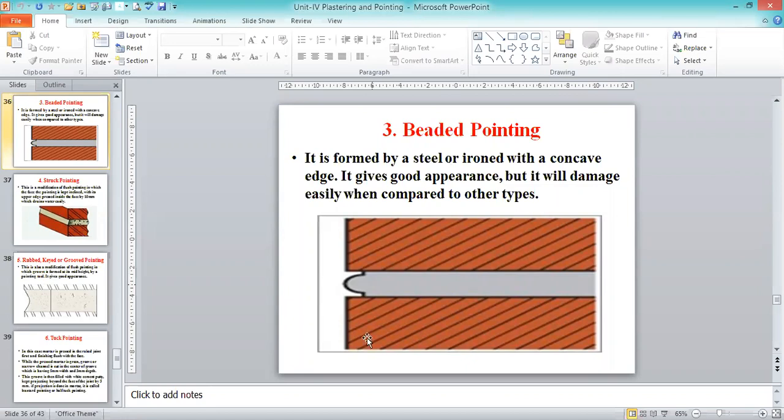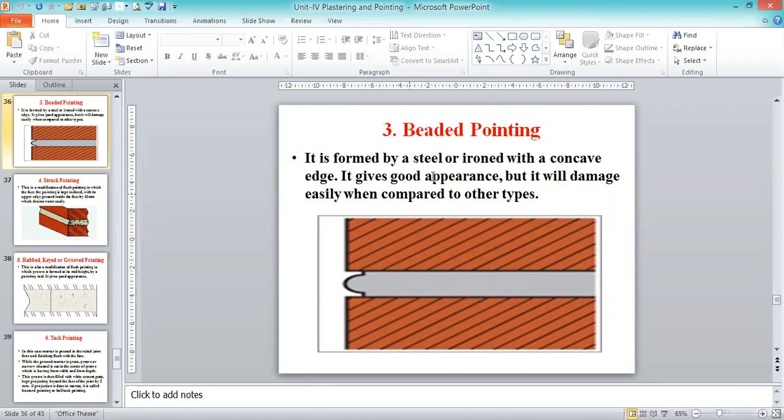Now in the beaded pointing, either iron wire or steel is made into a concave shape or concave edge. Then we start filling up the mortar. While you are looking at the front view, that is the elevation, it gives a very good appearance, because one form of architectural beauty we can get, since a different shape, the concave shape, is created. From there the filling up of the joint takes place. That is what we call beaded pointing.